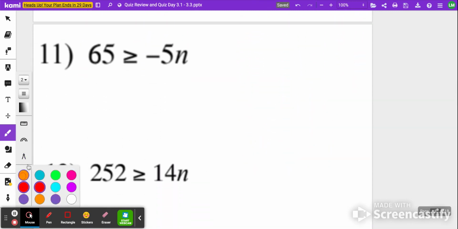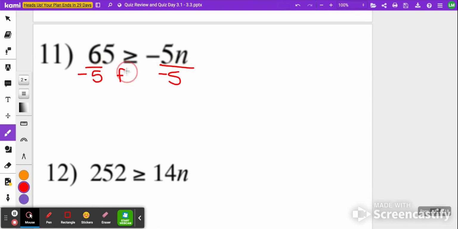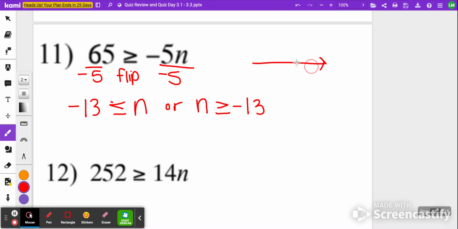Number 11, as we divide by -5, we're going to have to flip the inequality symbol. So 65 divided by -5, I believe that's -13, is now less than or equal to n, or we rewrite this as n is greater than or equal to -13. As we graph that with -13 in the middle, a -14 and maybe a -12 here, we can close the circle and point it to the right.